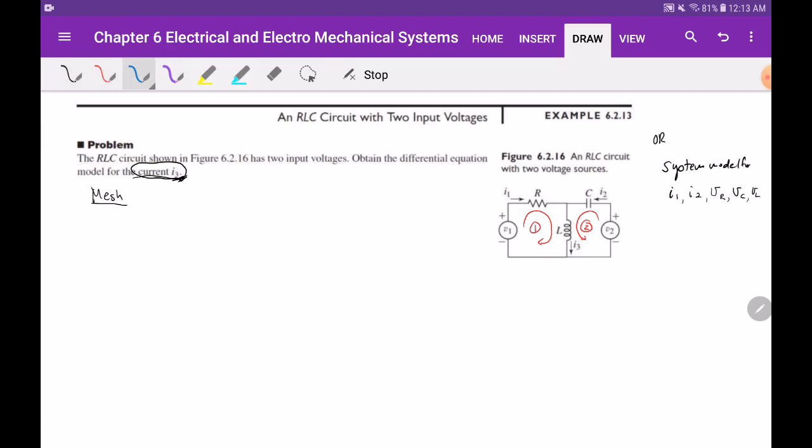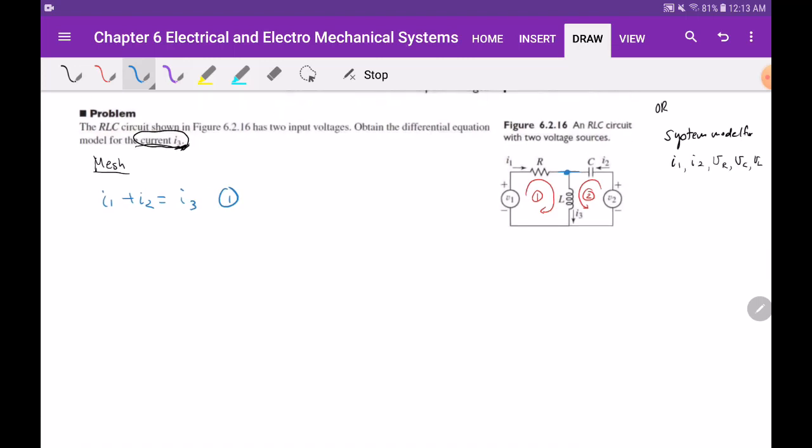For the current, I like to write down the easier equation first. You have I1 going into the node, and what else is going into the node? I2 going into the node must be the same as I3. This is equation 1.